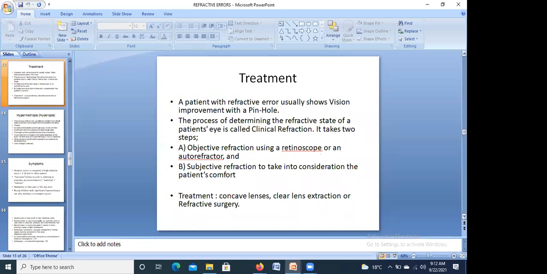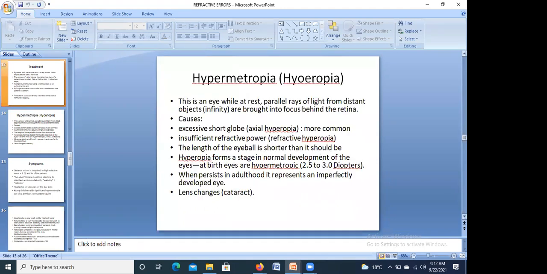So we say the treatment. We are already finished with that. So I was going to hypermetropia. Hypermetropia is a condition of the eye at rest where parallel rays of light from distant objects are brought into focus behind the retina. And the causes, as we have looked at earlier, can be actual causes where the size of the eyeball is small. It can also be a problem with the curvature or the power of refraction of the eye.